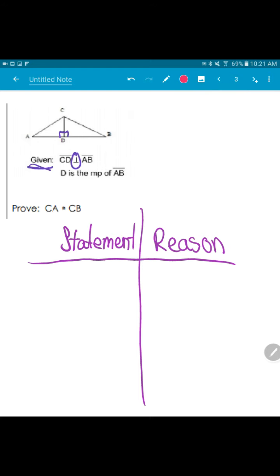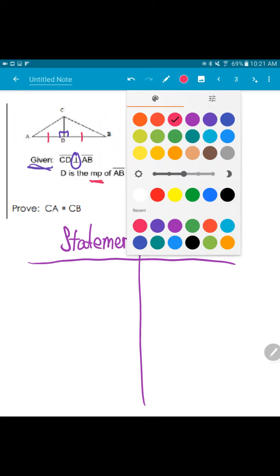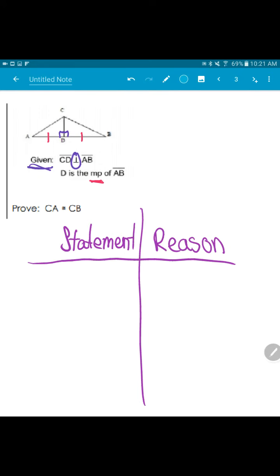Now the next piece of given information is that D is the midpoint of AB. If it's the midpoint, that means it's right in the middle, which means both sides have to be congruent. Now this diagram's kind of tricky because they don't look like they're the same size. But in geometry, none of our diagrams are ever to scale. So you can mark those on as being congruent, even though they don't look congruent.